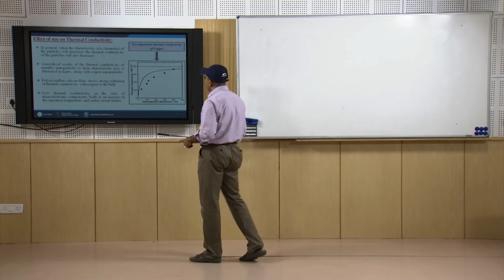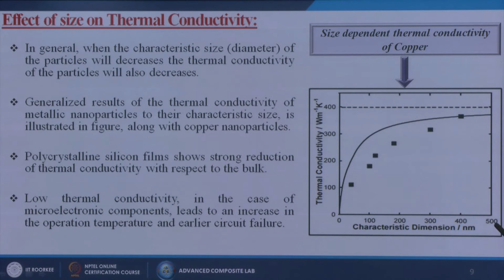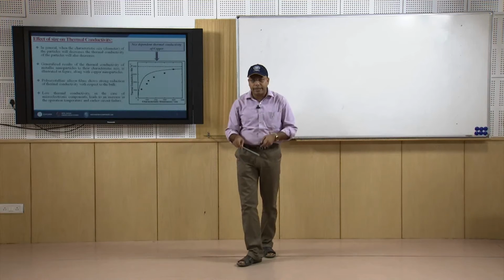So here is also the thing where we can see that when we increase the dimensions of that particular nanoparticle, automatically the thermal conductivity is getting increased. That means when we go to the smaller size, automatically the thermal conductivity of that particular material is getting reduced.